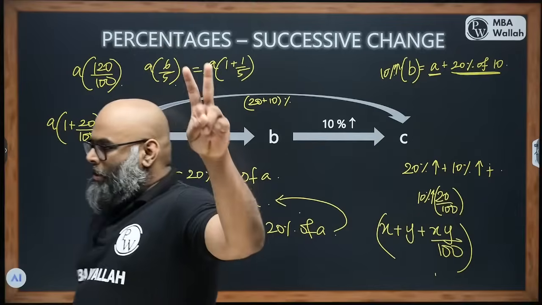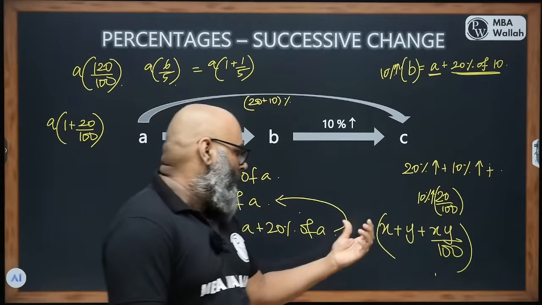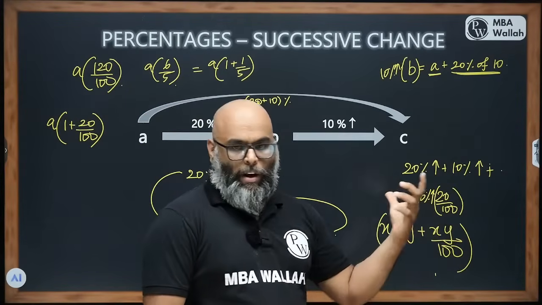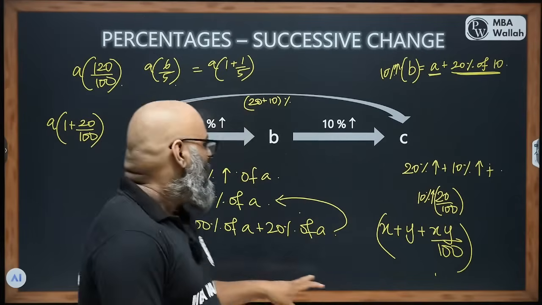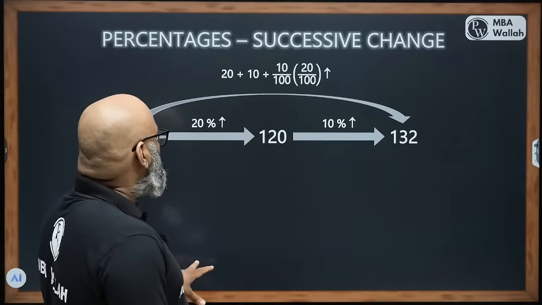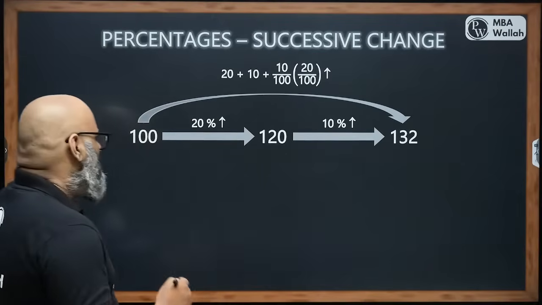But there are 2% changes happening, call it X plus Y plus XY by 100. That's all. There is a derivation to do this here. I'll show you that.